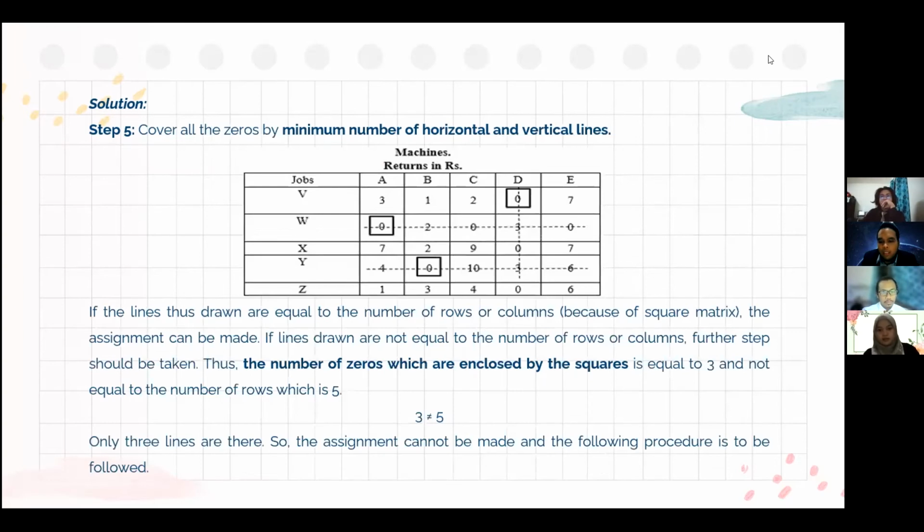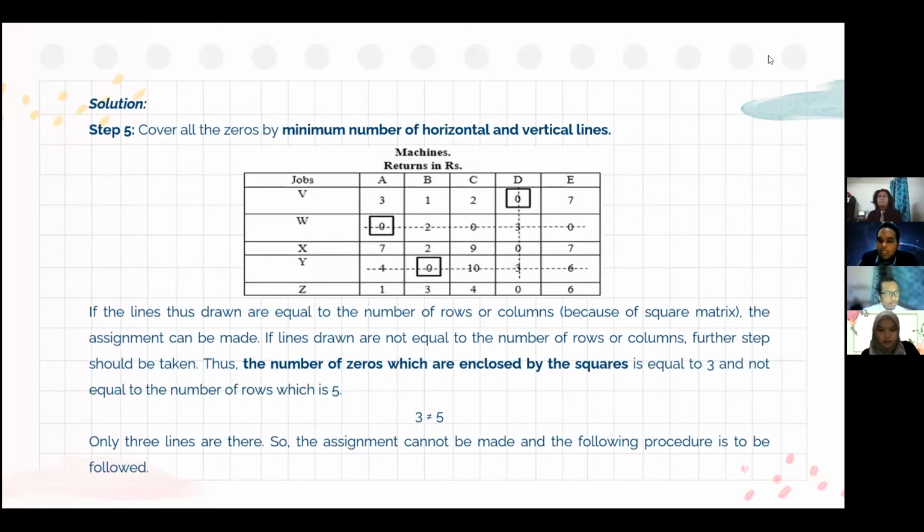Okay, for the next step, we cover all the zeros by the minimum number of horizontal and vertical lines. As you can see, firstly we cover the zeros by column scanning and then cover the zeros by row scanning. From this table, if the lines thus drawn are equal to the number of rows or columns because of the square matrix, the assignment can be made. If the lines are not equal to the number of rows or columns, further steps should be taken.